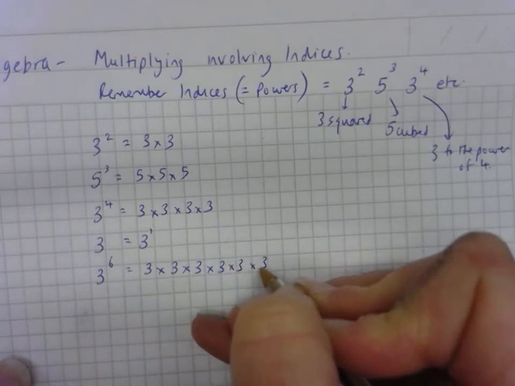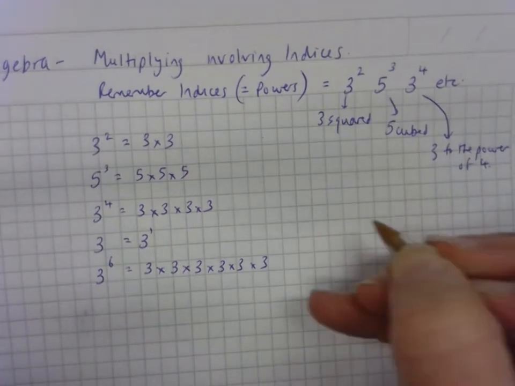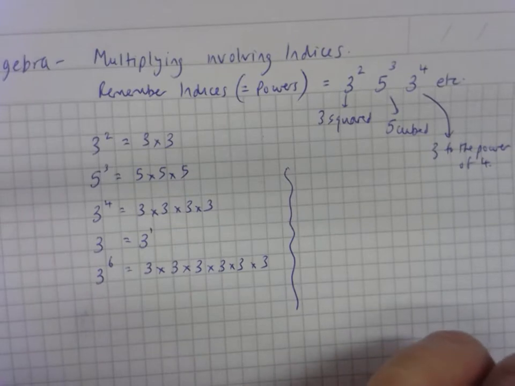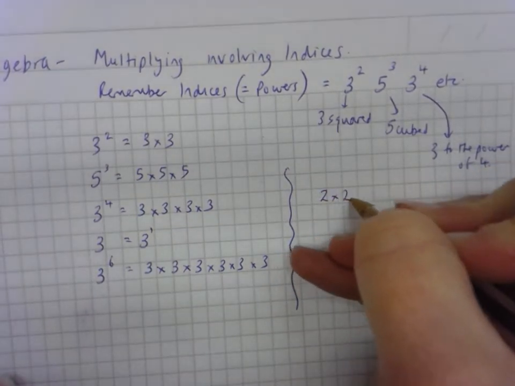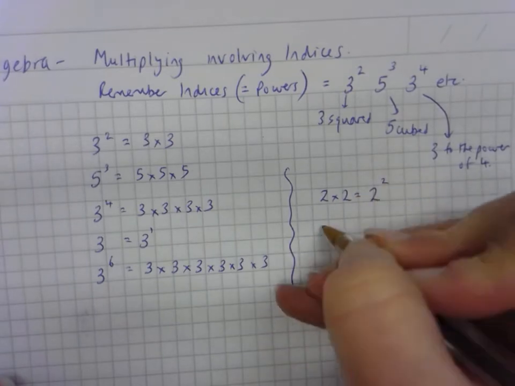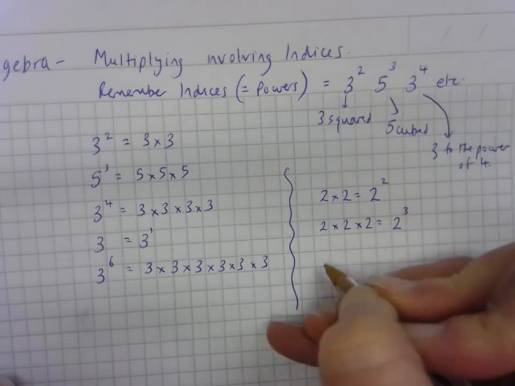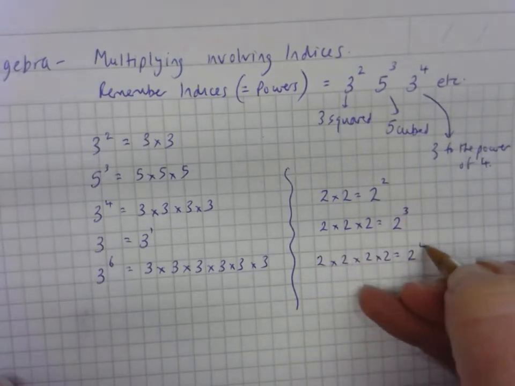6 of those. And what we did sometimes is we wrote big long lists of numbers like that, big long products with a power. So for instance, we learned that 2 times 2 equals 2 squared, but 2 times 2 times 2 equals 2 cubed, or 2 times 2 times 2 times 2 equals 2 to the power of 4.